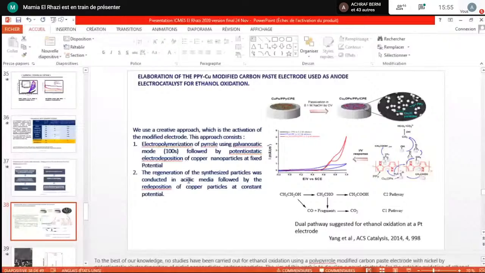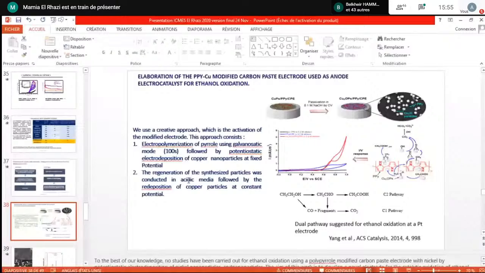We have an acid structure and another diameter of around 1 micrometer. And the peak located here demonstrates that we have only copper oxide on the surface of the electrode. And we have studied the electrooxidation of ethanol using this kind of material.